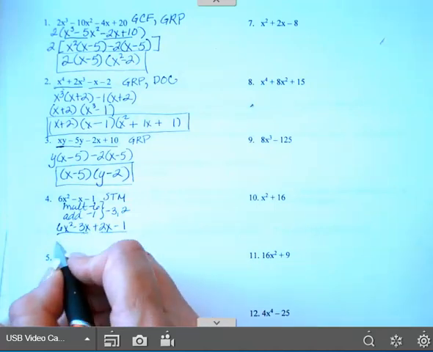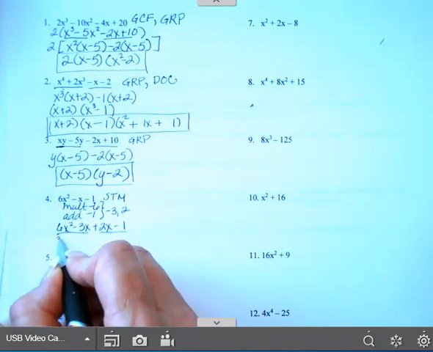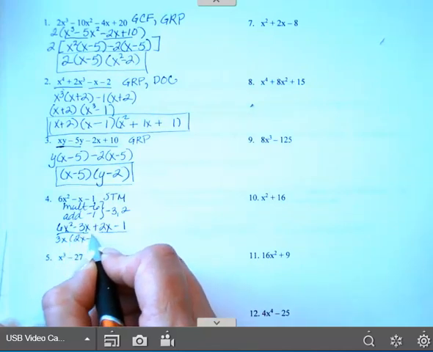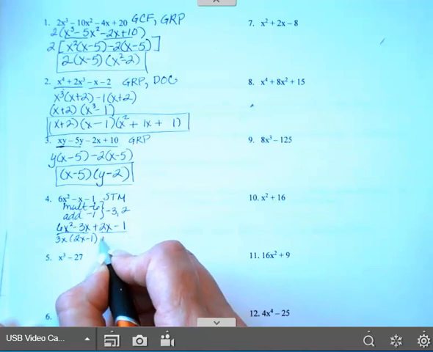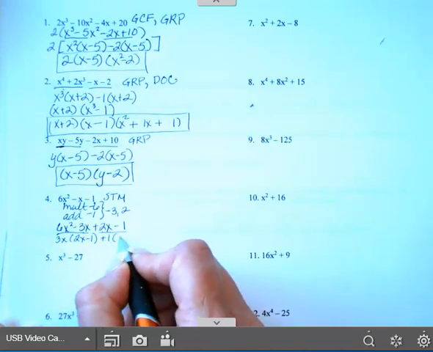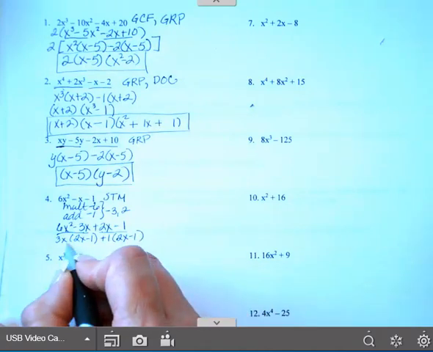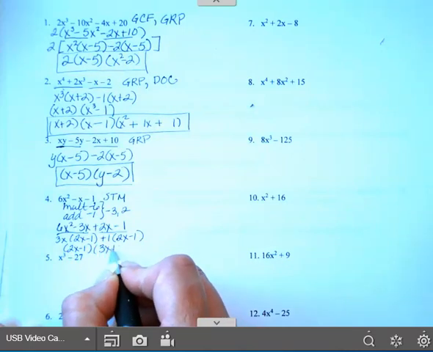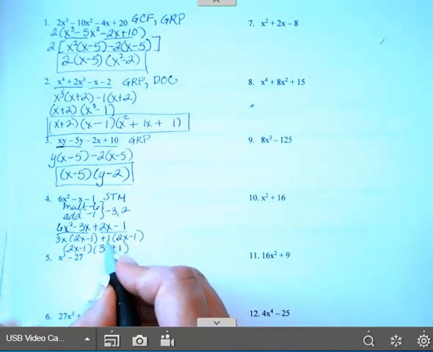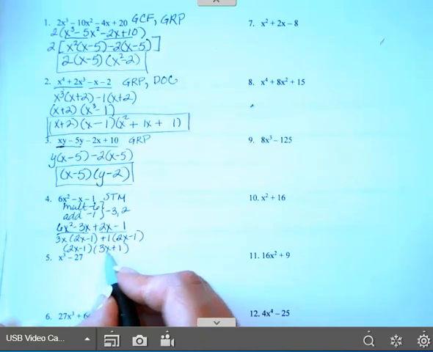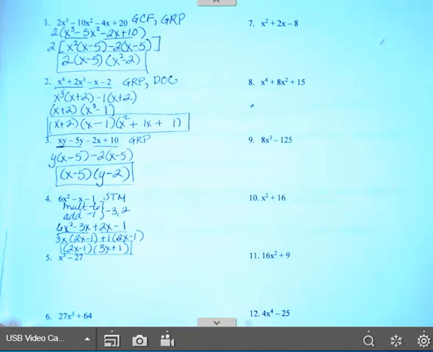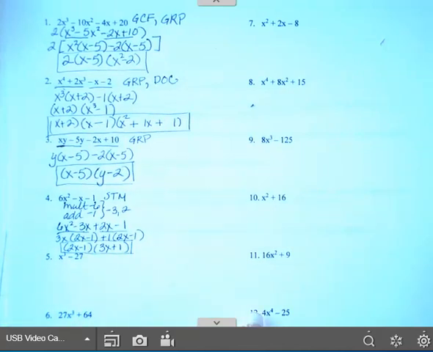So this first group has a 3 and an x in common. And that leaves you with 2x minus 1. The next group does not have anything but a 1 in common. I'm going to put that 1 on the outside. So you still have 2x minus 1. So factor out the 2x minus 1, and that leaves you with 3x plus 1. When you forget to put this plus 1 on the outside, some people just put 3x here and forget that plus 1. So I would go ahead and put the plus 1 on the outside on that. Example 5.